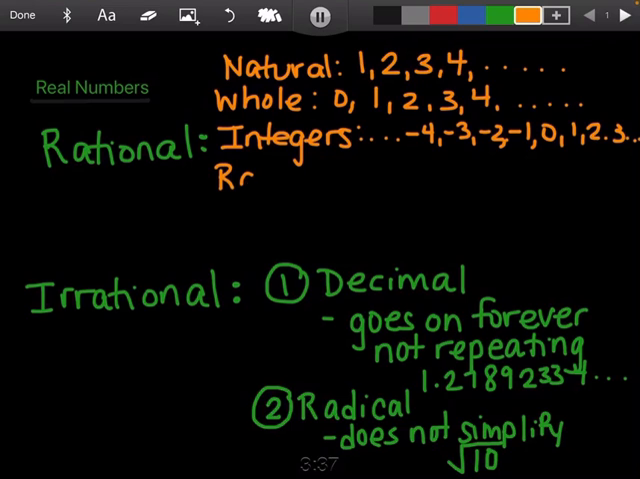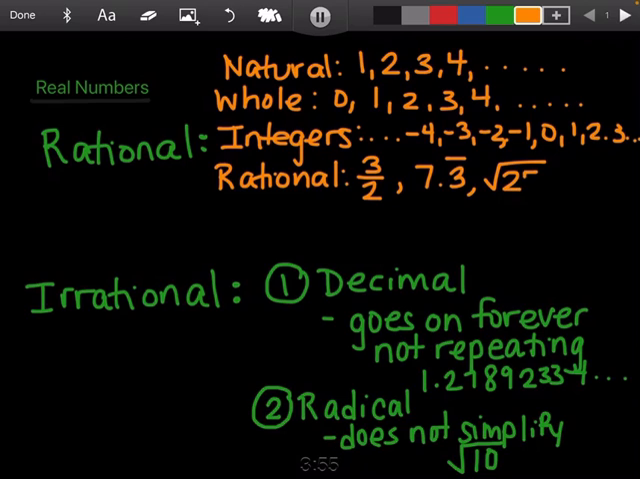Okay, now all of them are rational, but these above it have more specific names. But fractions, 3 halves, that's rational. If I have 7.3 repeating, that is not irrational because it's a repeating decimal. Or if I have something like the square root of 25, that's also considered rational because the square root of 25 equals 5, which is an integer or a whole number or a natural number.